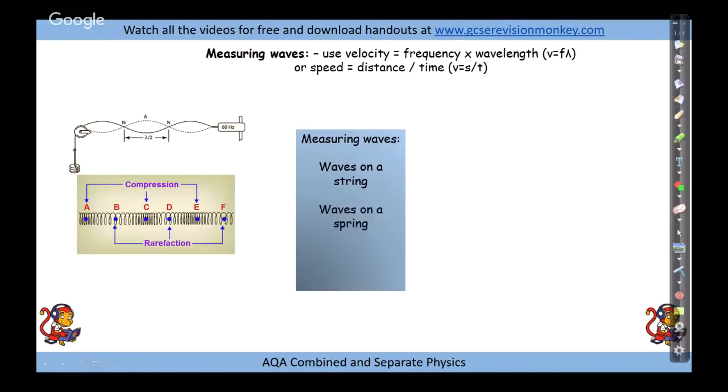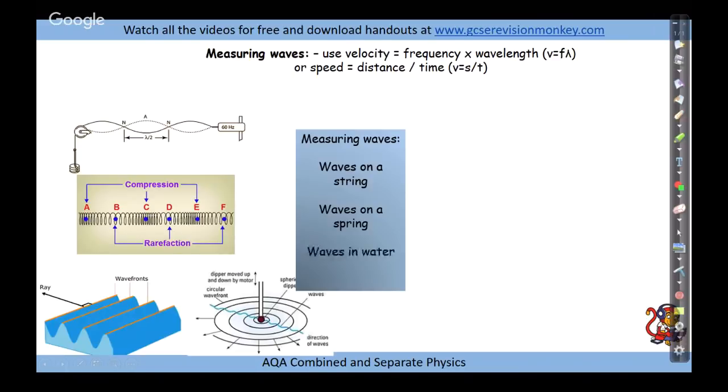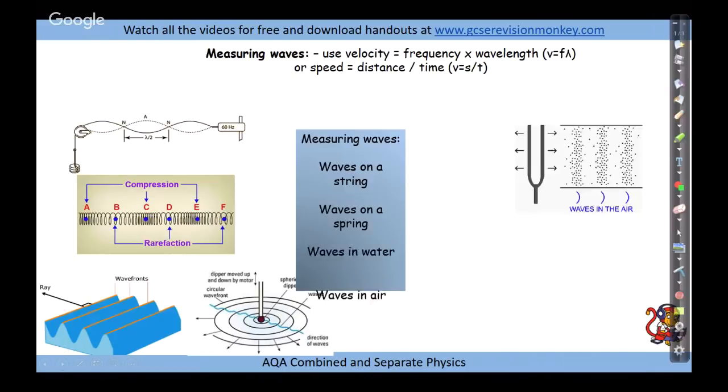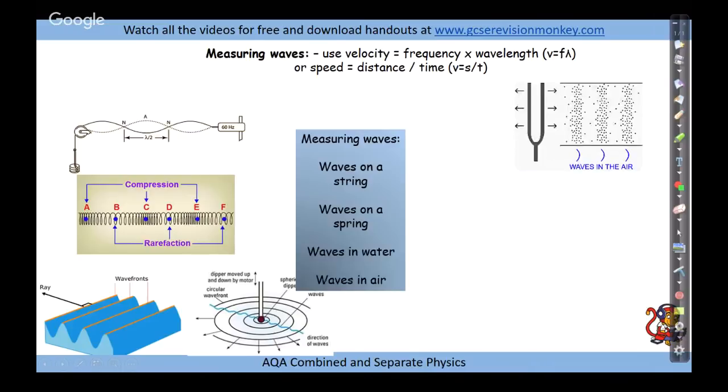It could be waves on a spring, so the spring could be sideways, the spring could be vertical as well. And looking at the areas of compression, where the bits of the wave are squished up, and rarefaction, where the bits of the wave are spread out. We might be doing a required practical on waves in water, so we're going to look at a ripple tank, or maybe waves in air as well, measuring the speed of waves in air.